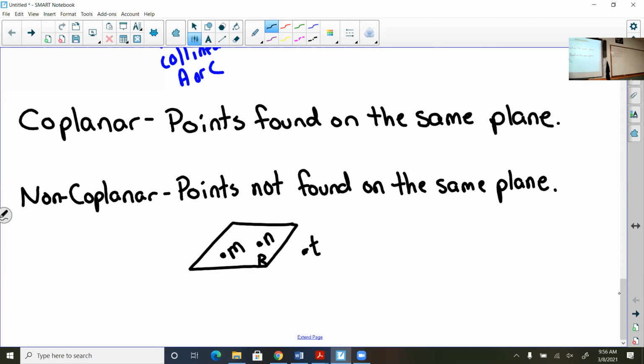Now, because T is not found in my plane R, I can assume that T is not on the plane. Now, I know by definition planes go on forever, but we are pretending that maybe T is just a little bit below the other plane or a little bit above it. It's just not on the plane. So a conclusion that I can make is that points M and N are coplanar and T is non-coplanar, or not coplanar, with points M and N. All right.